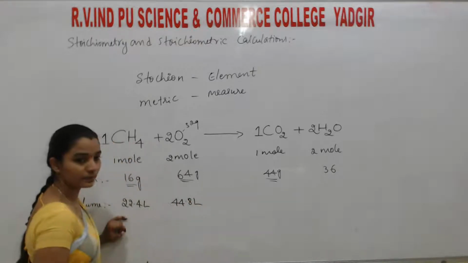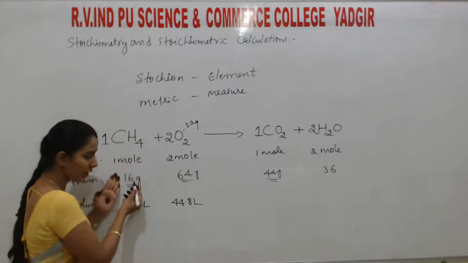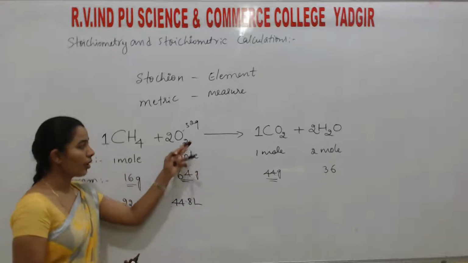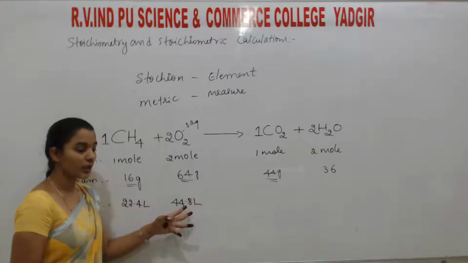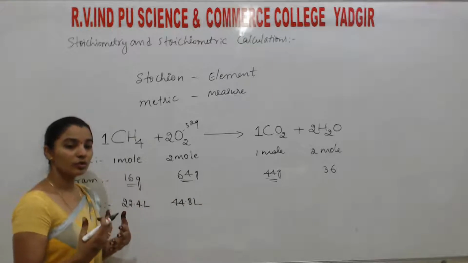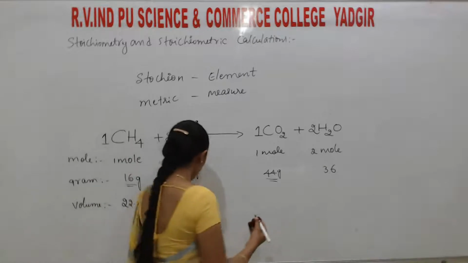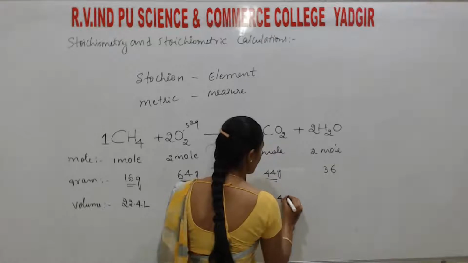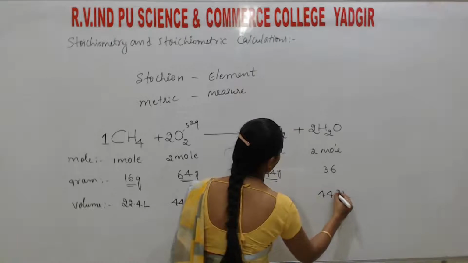That is 44.8 liter. Remember, 1 mole of methane means 16 gram, and 1 mole of a gas means 22.4 liter. Here 2 moles of oxygen is 64 gram, and 2 moles means 44.8 liter. Don't confuse. We mentioned 2 moles, 1 mole, and we know the value of 1 mole and 2 moles in gram mass, as well as the number of atoms also; later I will say. Next, here 1 mole means 22.4 liter of CO2 and 44.8 liter of H2O.